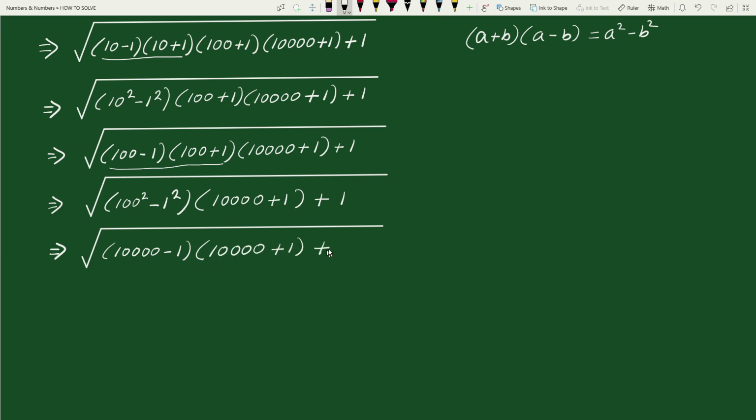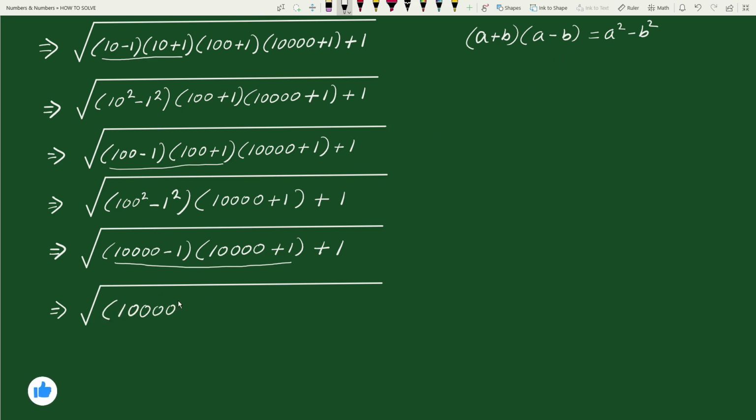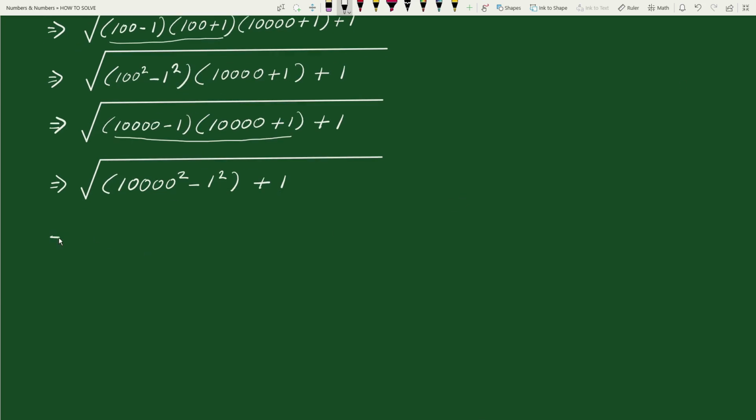This equals the square root of, again you can see here 10,000 minus 1 times 10,000 plus 1 is of the form a plus b times a minus b. So we can write this as 10,000 square minus 1 square plus 1. This equals the square root of 10,000 square minus 1 square will be 1, plus 1.